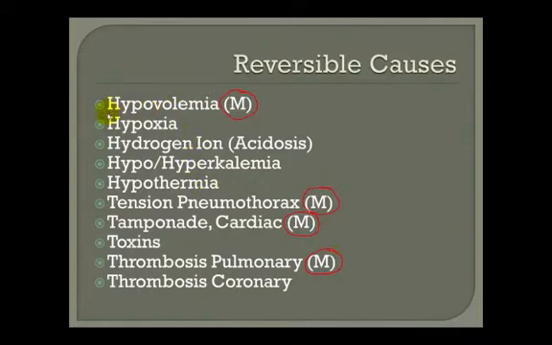But we have hypovolemia, which is obviously if you bleed all the way out and don't have any cardiac output, eventually it will become nice and flat. Next one is hypoxia. Without oxygen, the myocardium just does not function. And this one is hydrogen ion, or acidosis.